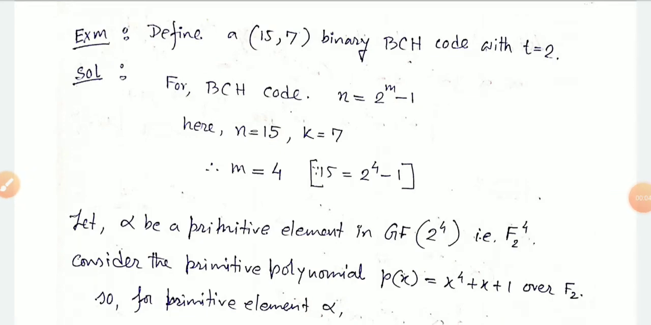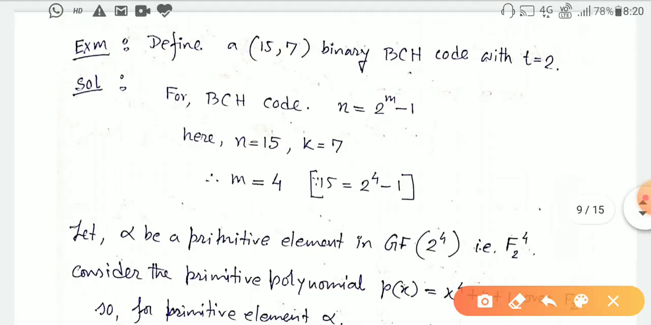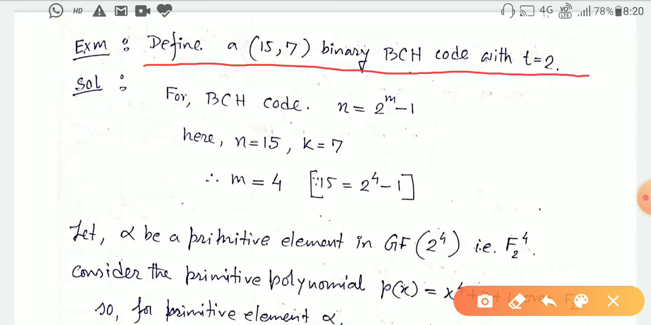Today we discuss a BCH code by explaining a problem, and that one will be so easy to understand for the BCH code, and also the way by which you can generate the generator polynomial for the BCH code. The problem is: define a (15,7) binary BCH code with t equal to 2.